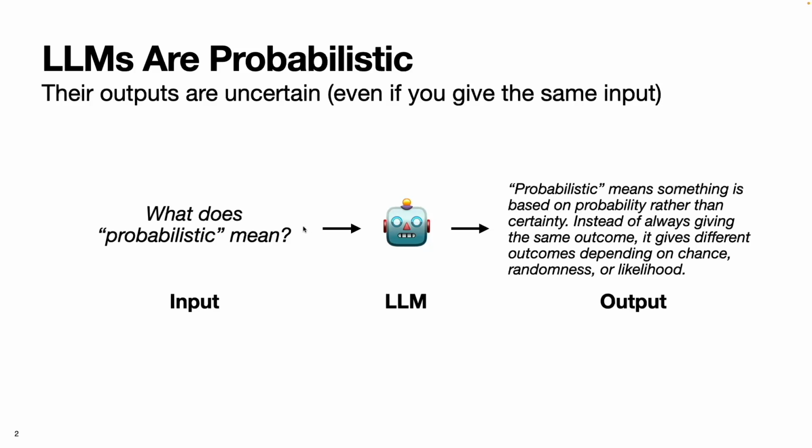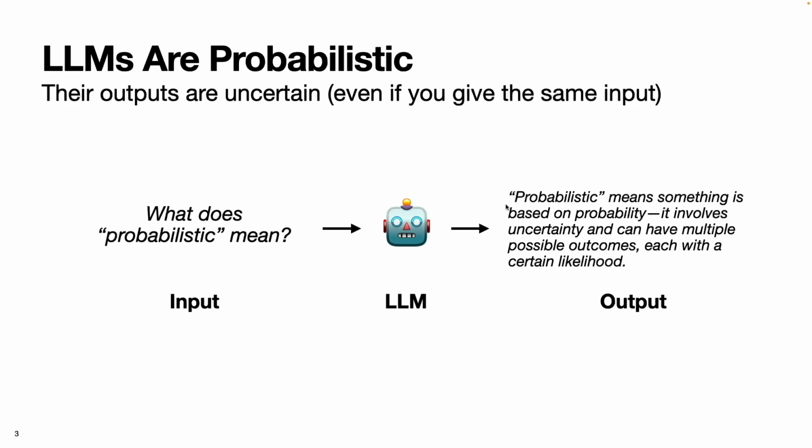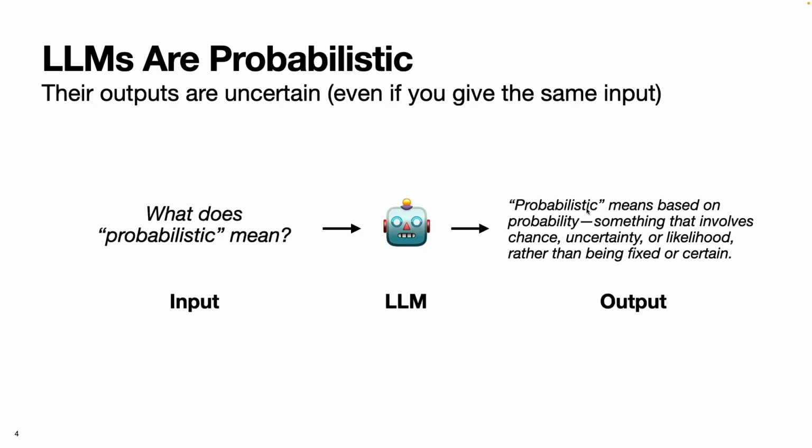But if you open up a new chat window and then paste the same exact input, you might get a different output. That might be: probabilistic means something is based on probability. It involves uncertainty and can have multiple possible outcomes, each with a certain likelihood. If you do this one more time, you might get: probabilistic means based on probability, something that involves chance, uncertainty, or likelihood, rather than being fixed or certain.